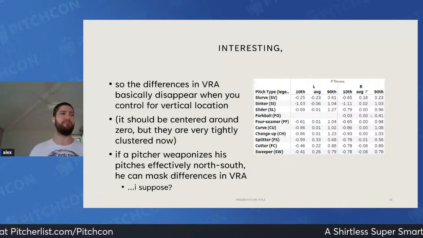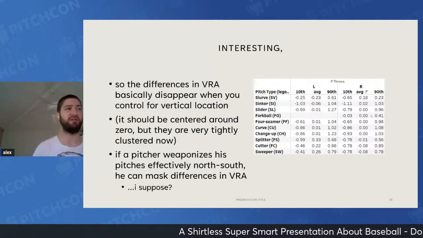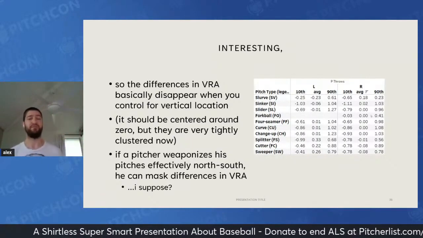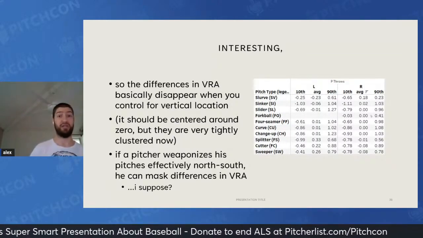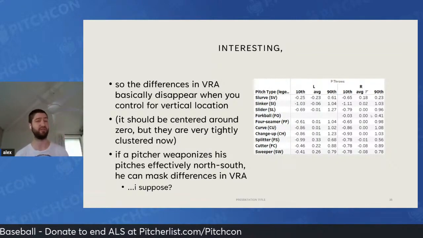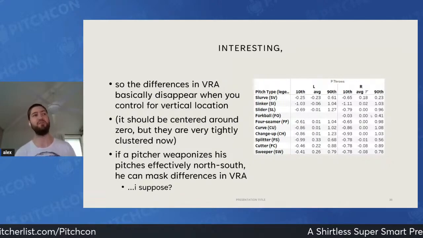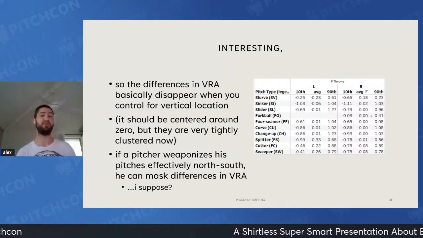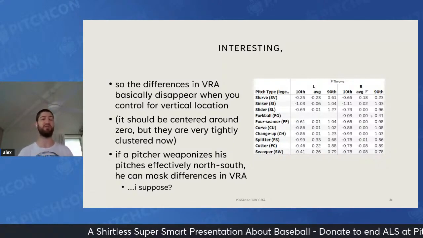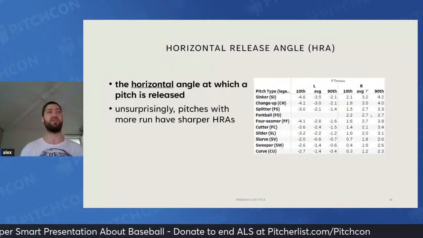But I think if a pitcher weaponizes pitches effectively north to south, he can mask the differences in VRA too, right? If you're tunneling in a way that your pitches appear the same out of hand, but are going to different places in the zone, which is effectively what pitching is, then I think you can probably mask some of those issues and you can probably expose some of your issues with really bad release angles. But again, I haven't done the research and I'm hoping someone, once they have their hands on the data, will do that.